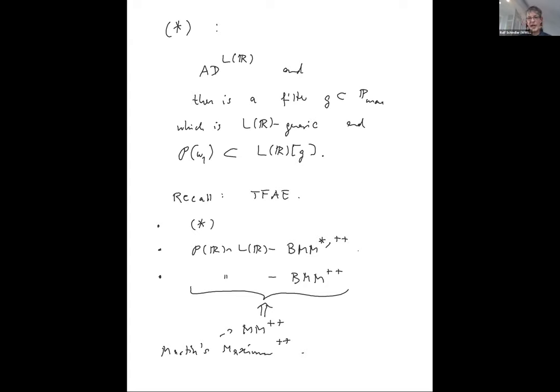You can reformulate that along the lines we said it, and it implies what we had defined as being bounded Martin's Maximum double plus, for Gamma being the sets of reals in L(R). Okay.